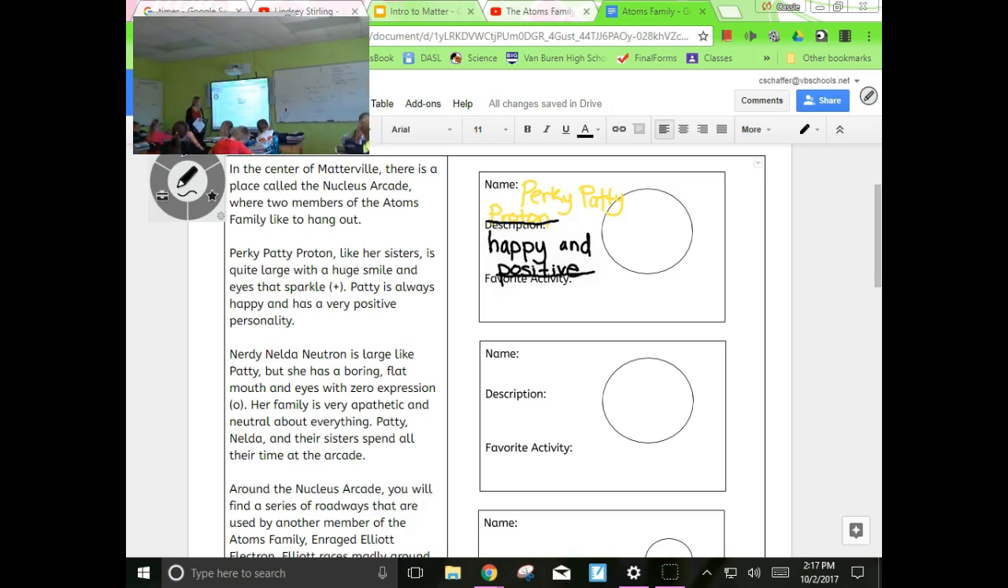Okay, moving on to the favorite activity. Where can we find Perky Patty Proton? In the first paragraph. Okay, so where would that be? The arcade. Okay, the arcade. But specifically, what arcade? Kelly? The Nucleus Arcade. What science word do you think we're going to use the most? Nucleus. Underline that. So looking at this, we have a proton that's positive.